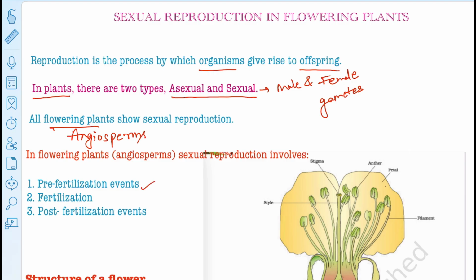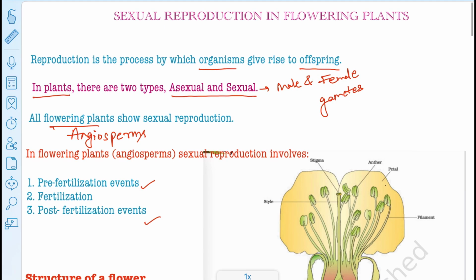In flowering plants, sexual reproduction involves three major events. First is the pre-fertilization event, second is fertilization, and third is the post-fertilization event. We will discuss them one by one.